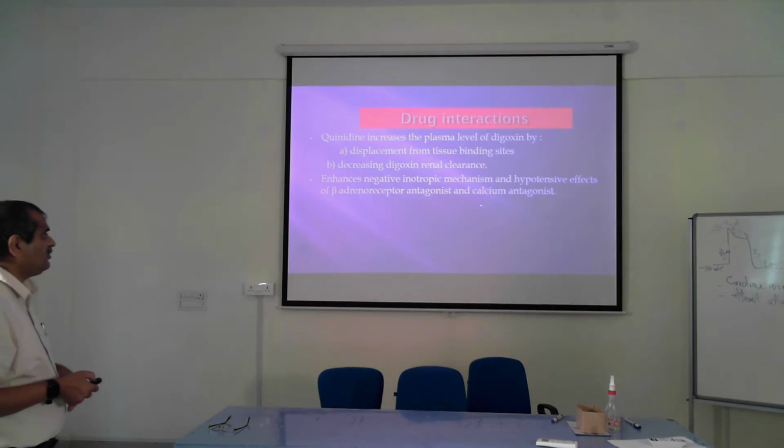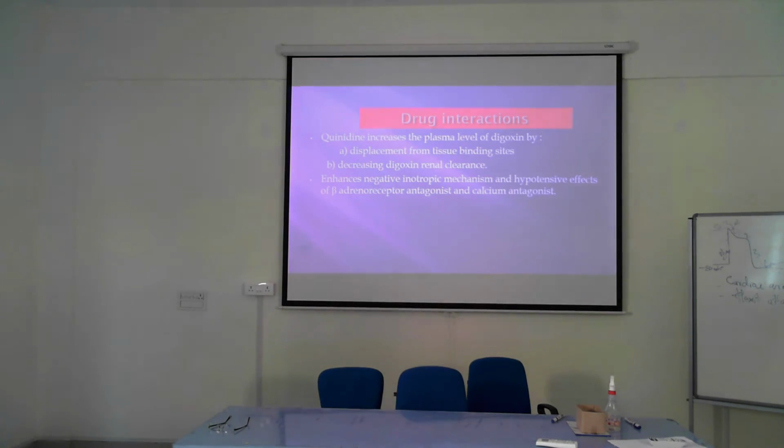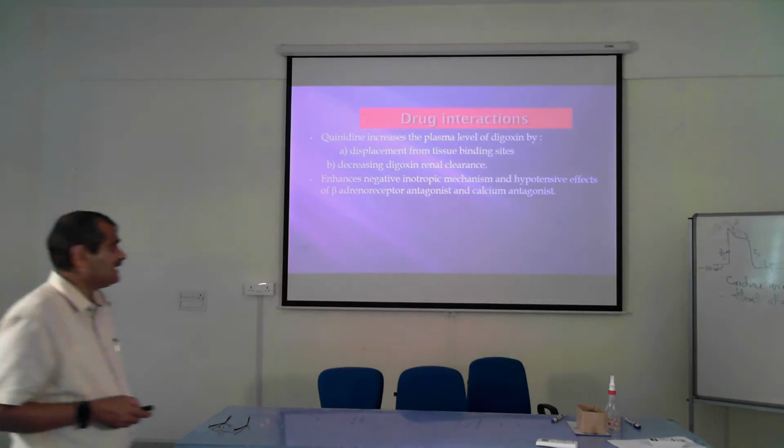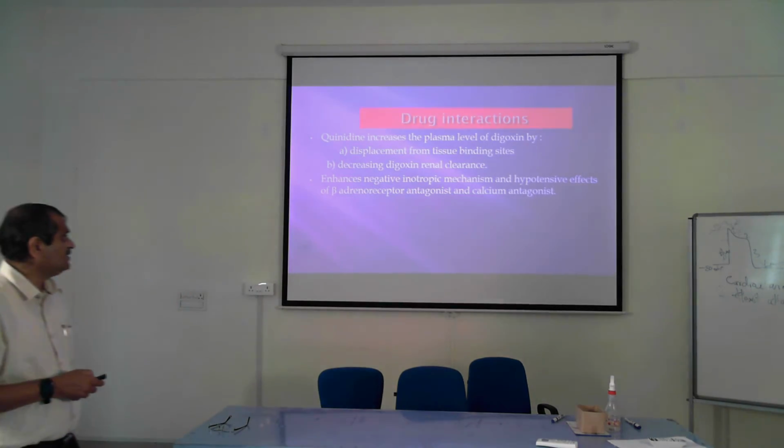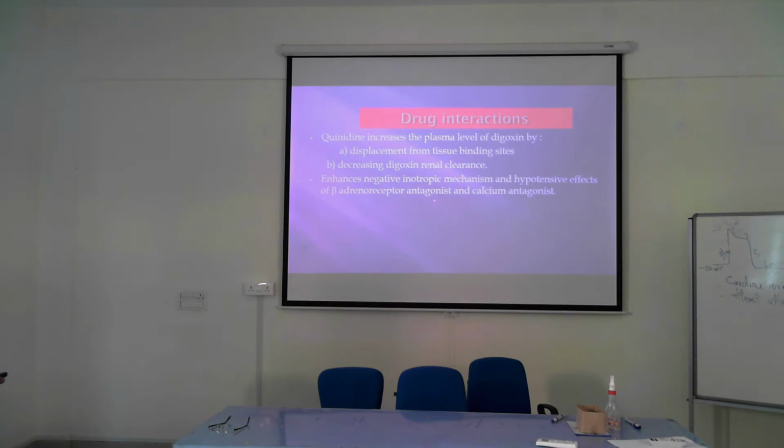So this also happens if you administer a calcium antagonist or calcium channel blocker, verapamil, etc., then propranolol. They have a negative inotropic action, so this is going to enhance it. All these beta adrenoceptor antagonists are going to block the beta adrenoceptor, decrease the heart rate and decrease the force of the contraction.